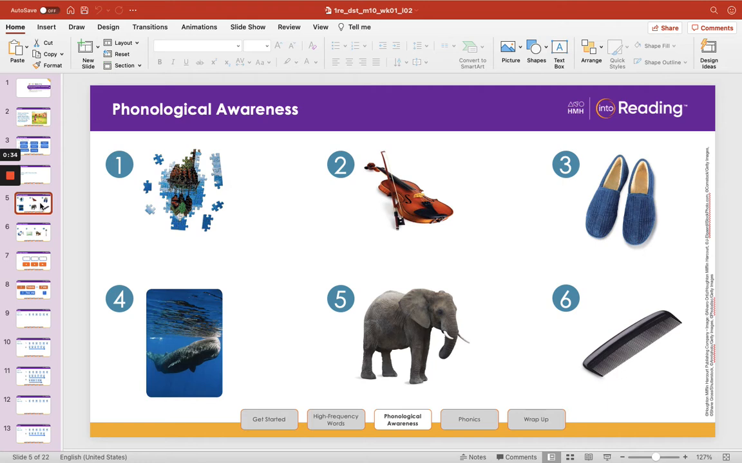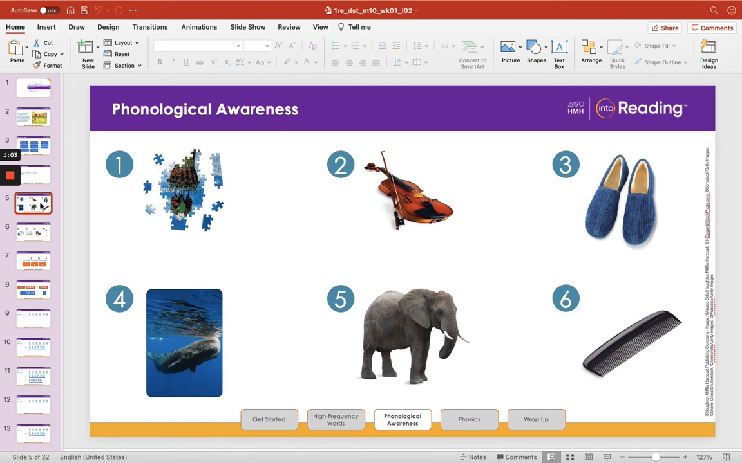So let's do the next one together. The word is violin. The syllables are vi-o-len. Clap as we say each syllable. Vi-o-len. How many syllables are there? 3. The 3 syllables in violin are vi-o-len. So let's do another one.